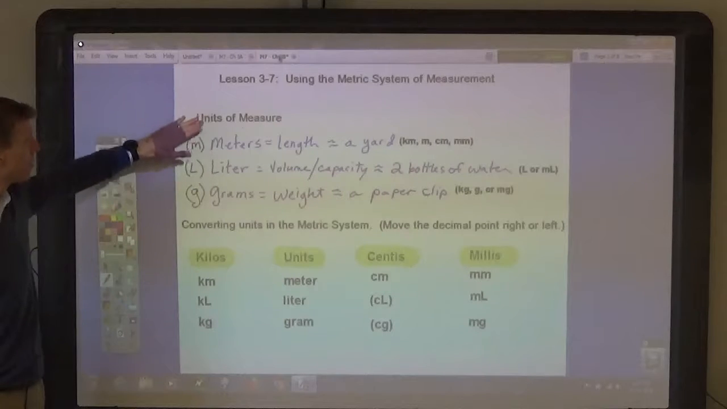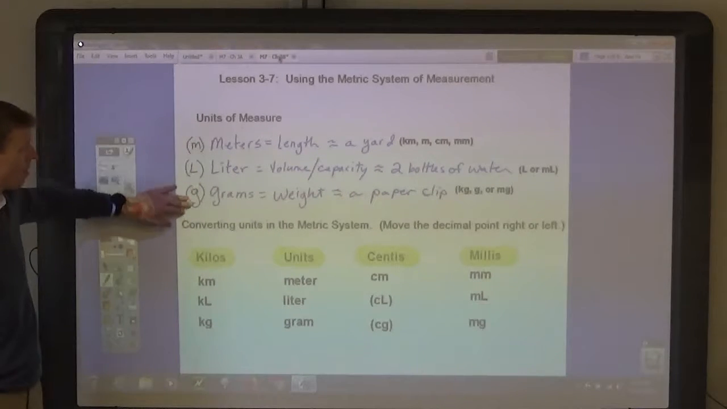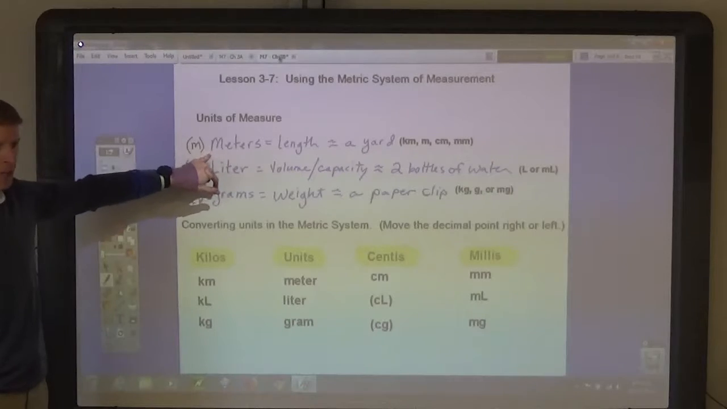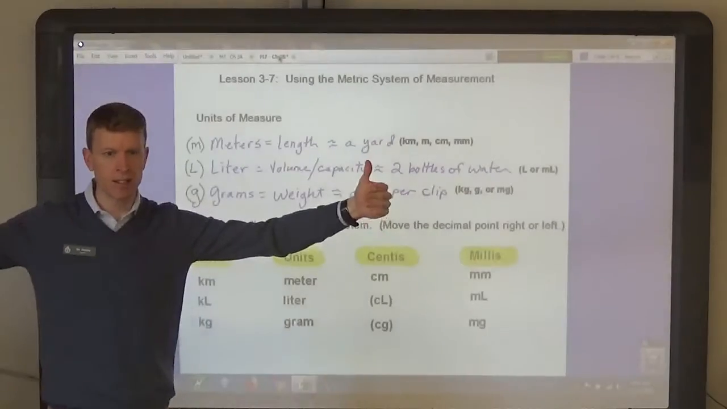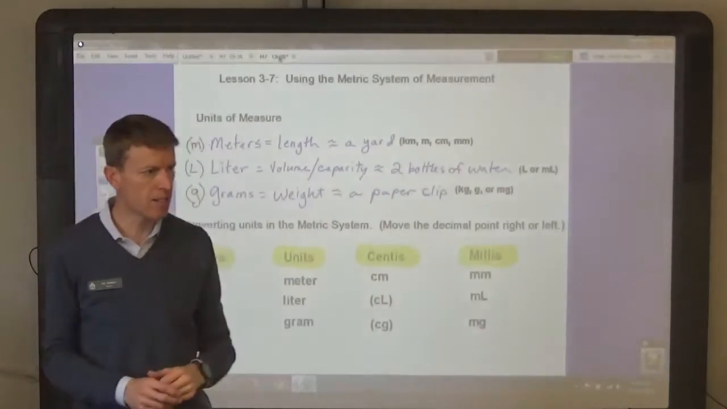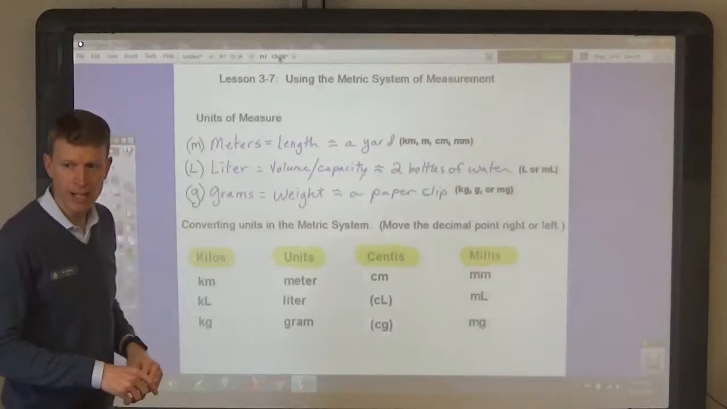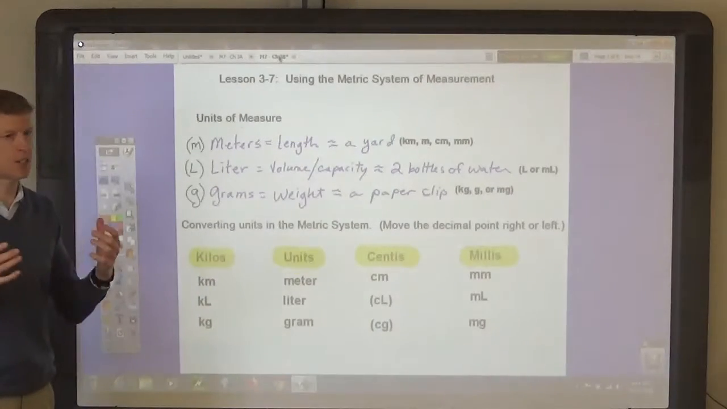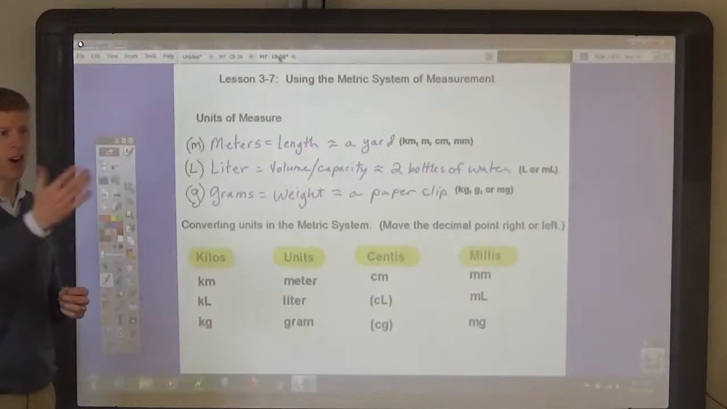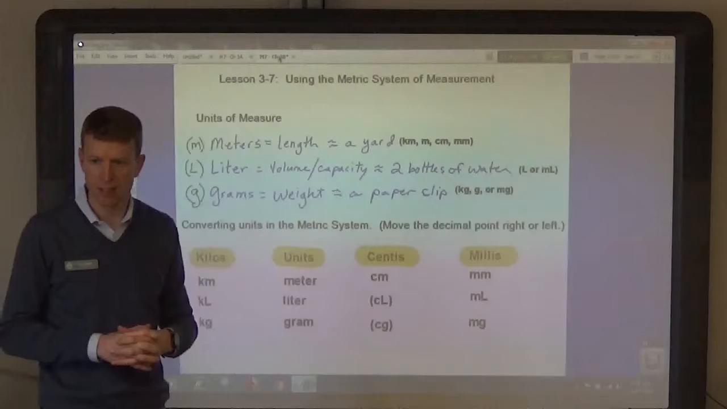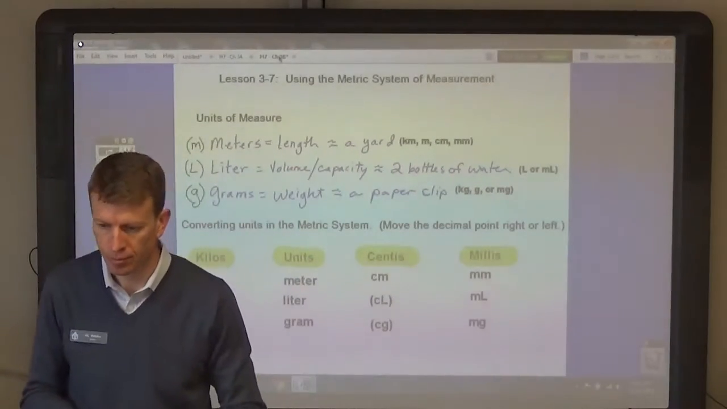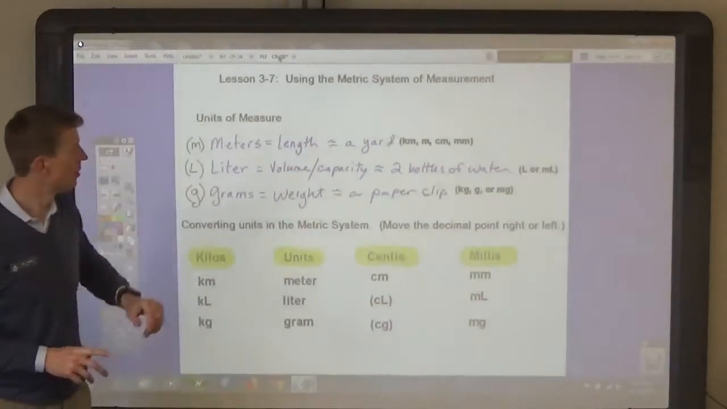So for example, these are the units of measure. A meter is about the length of a yard. It's about this long. So if you're measuring something that is a shorter distance, you would use meters. A shorter distance meaning like the length of your yard outside, okay? Or the length of the playground, or the length of a parking lot, something like that. Then you would use meters.